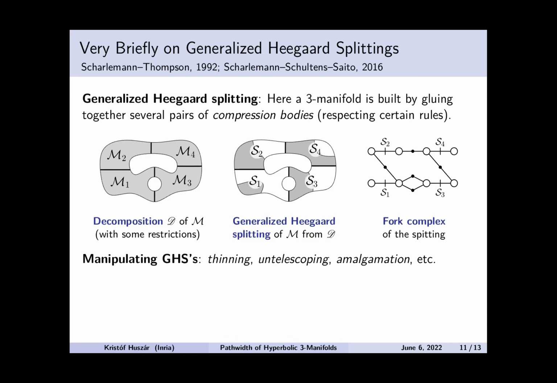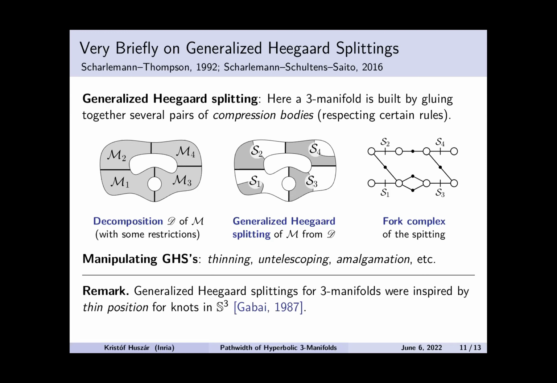And one of the main strengths of generalized Heegaard splittings lies in the fact that they can be manipulated in various ways by so-called untelescoping and amalgamation. By amalgamation, we can recover a classical Heegaard splitting from a generalized one, and so on and so forth. And therefore, they are very useful in this context, as we will see in a moment. Just a historic remark: generalized Heegaard splittings for three-manifolds were originally also inspired by thin position for knots in the three-sphere.